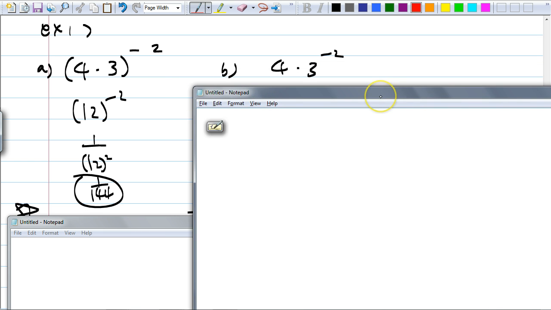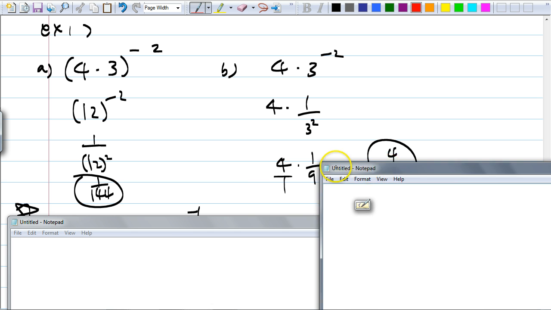Now, if you got this, take a look at this one. I gave you B. It's the same exact one, 4 times 3 to the negative 2, but there are no parentheses around it. Do you think we're going to get a different answer? Do we still have to follow the order of operations? Everybody go ahead and try. I'll wait for you. How many people noticed that I have to deal with the exponents first? That's what the order of operations says.